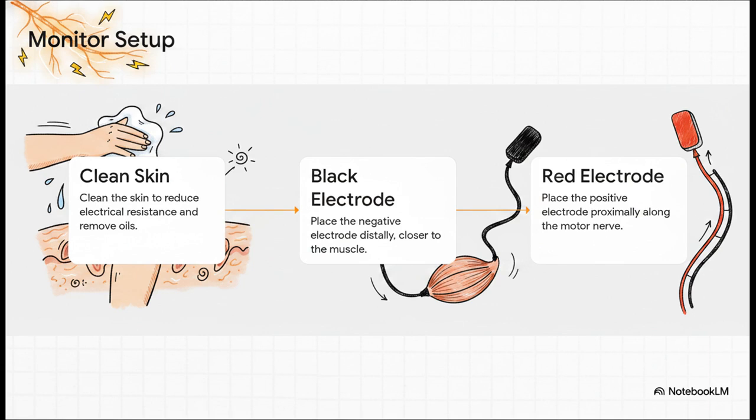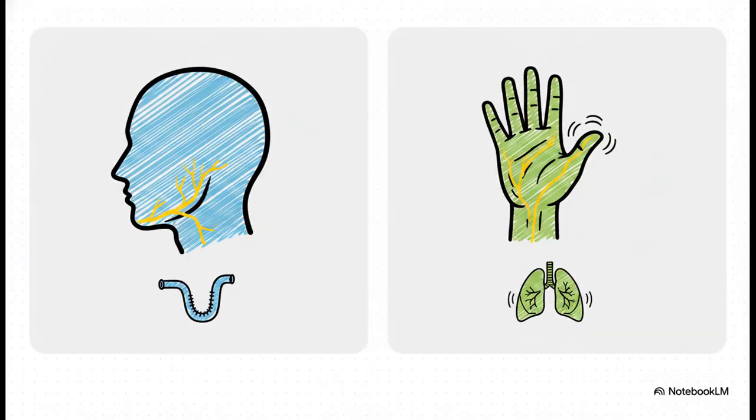Step 2, place the negative electrode. That's the black one, distally. That means closer to the muscle you're monitoring. And step 3, the positive red electrode goes proximally right along the motor nerve path. In the OR, you're generally going to be choosing between 2 main monitoring sites, the ulnar nerve and the facial nerve. And they serve entirely different clinical purposes.